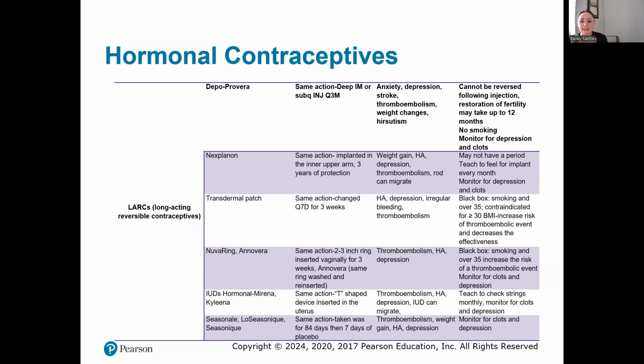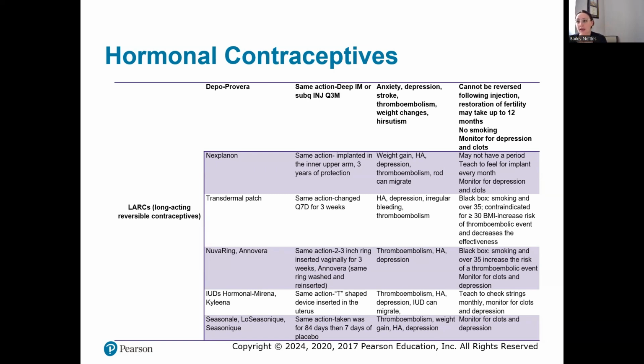And then we have the Seasonique, which is an estrogen-based birth control, but you take it for 84 days. So it's called a seasonal birth control because you have a period 4 times a year. Seasons, like the 4 seasons, okay? So you have to definitely monitor for thromboembolism because we're taking estrogen for 84 days straight. Weight gain, headache, depression. With all of these birth controls, women have to figure out what's good for them. Like none of these are going to work the same for everybody. So you may have to try a couple of different ones to get it right, okay?